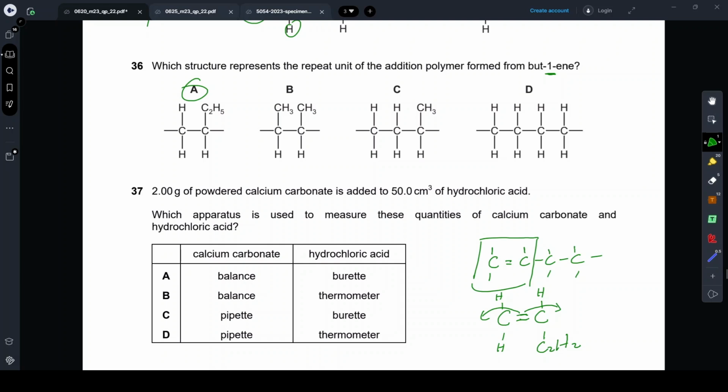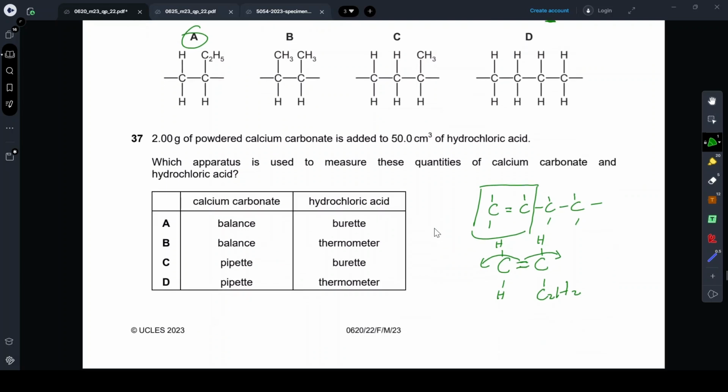Okay, all right. 2 grams of powdered calcium carbonate is added to 50 cm cubed of hydrochloric acid. Which apparatus is used to measure these quantities of calcium carbonate and hydrochloric acid? It would be A.